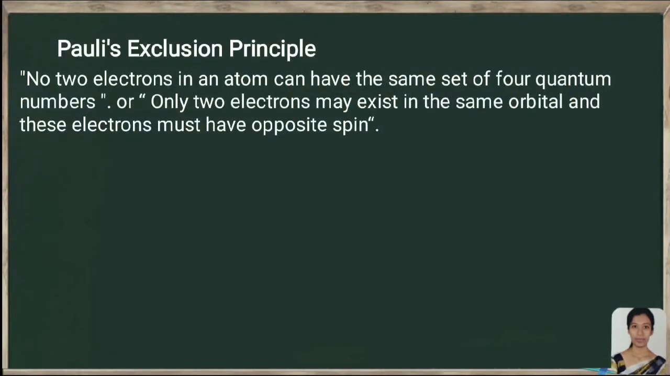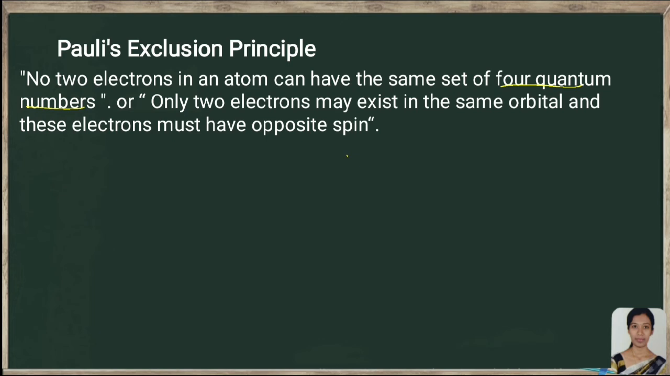Next comes Pauli's exclusion principle. Here it goes: no two electrons in an atom can have the same set of 4 quantum numbers. You can consider any 2 electrons. These 2 electrons must not have the same quantum numbers; they should be dissimilar. At least one of the quantum numbers will be different for any 2 electrons in an atom.